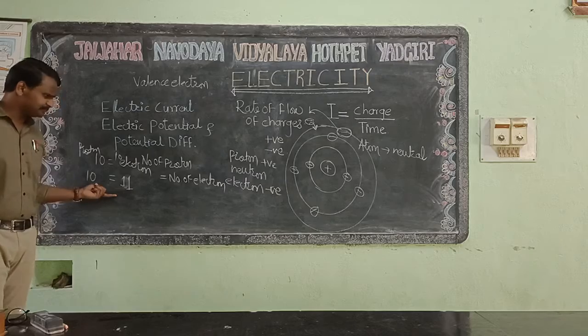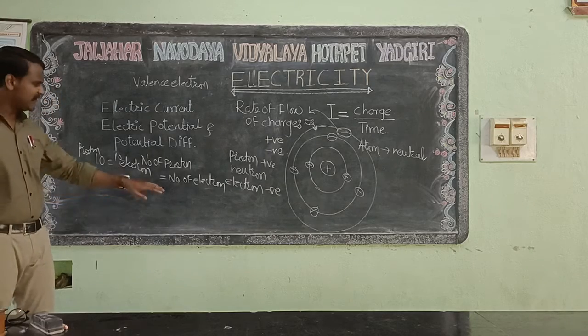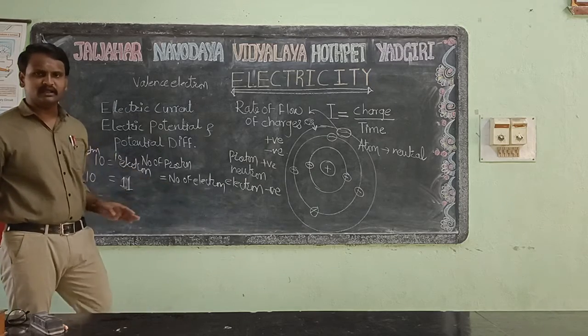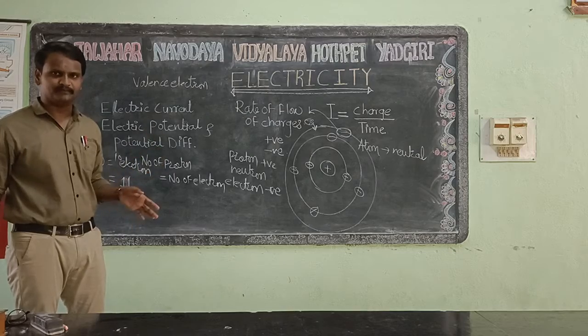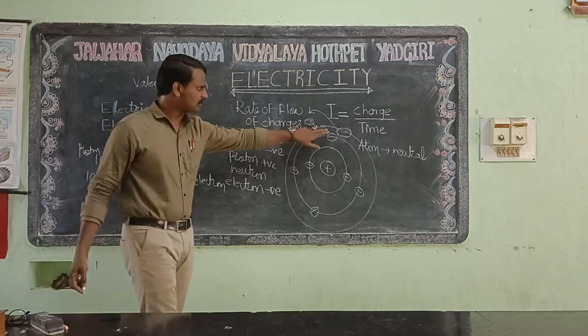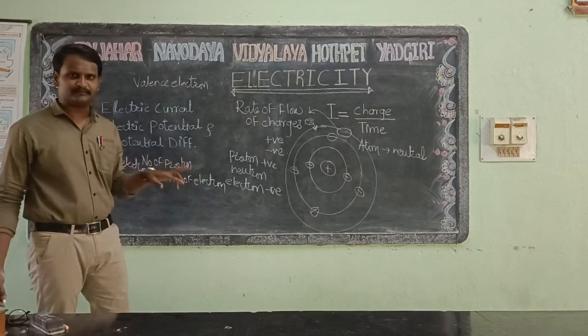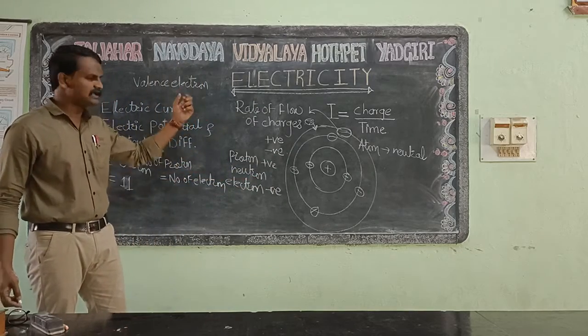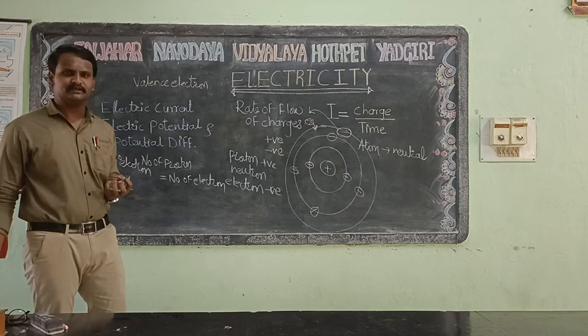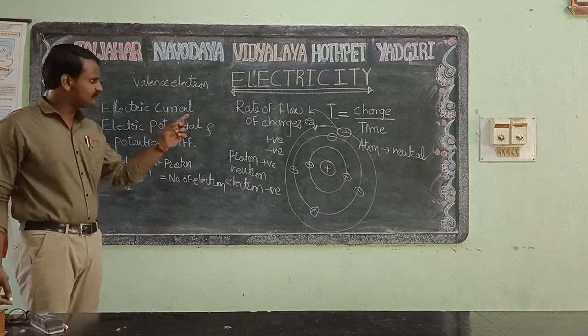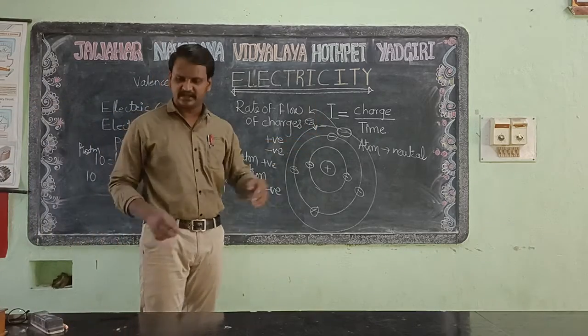Now if it is negatively charged, it has more electrons than protons. And the valence electron is responsible for the flow of current, because the valence electrons are loosely bound to the nucleus, so they can easily jump from one orbit to another orbit.